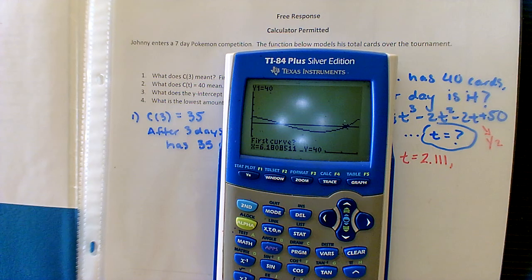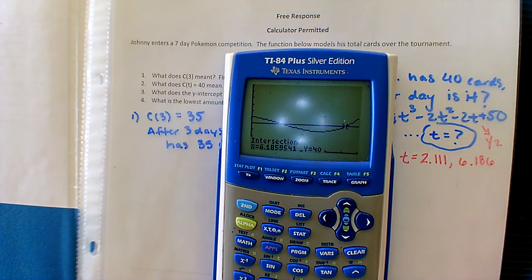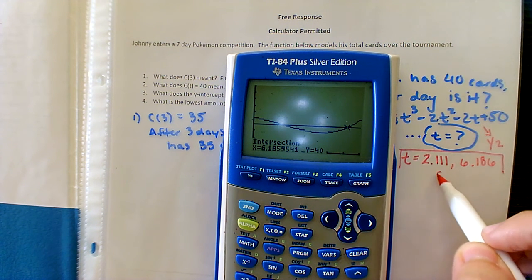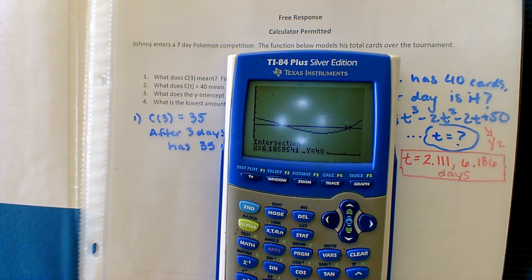How many times do you hit enter? 3. All right, so there are 2 points during this tournament where he had 40 cards. A little bit after the second day and then a little bit after the 6th day. Do you realize how those values would have been a little bit difficult to figure out by hand because they're very long decimal values? Okay, we're going to let the calculator kind of do the work for us on that.